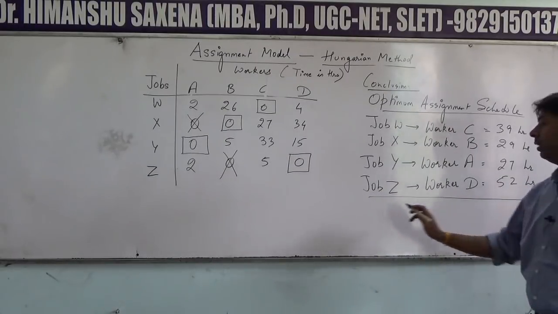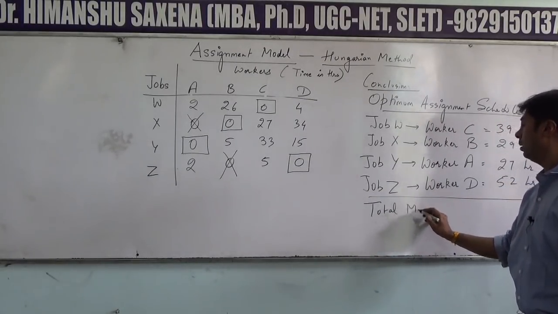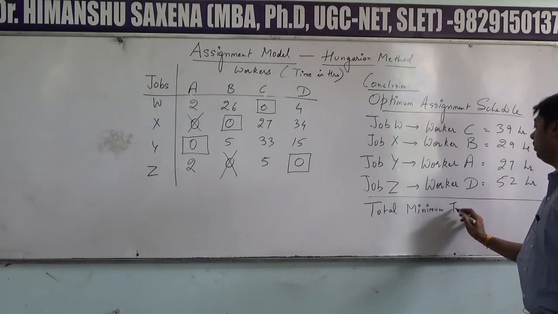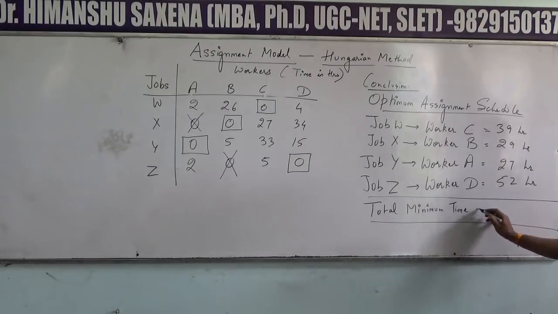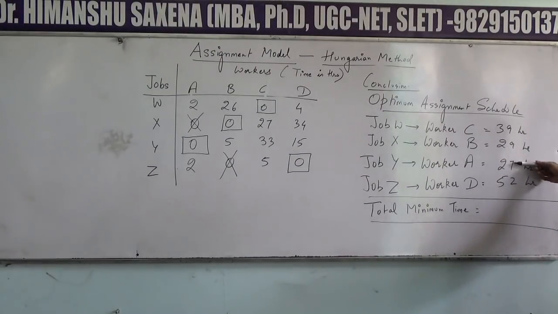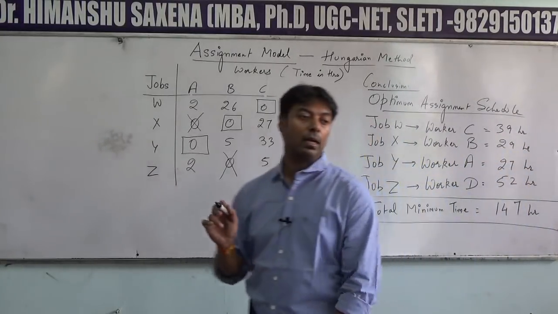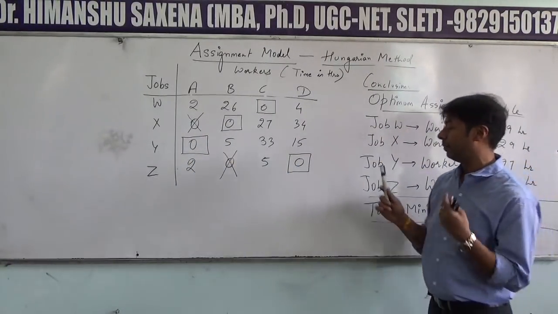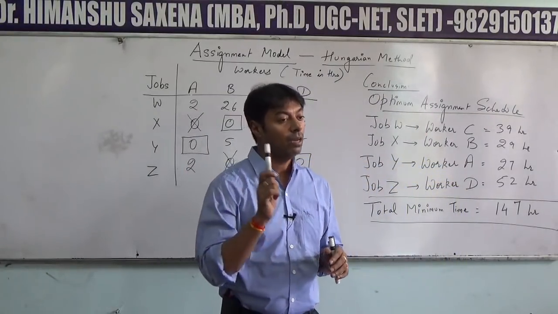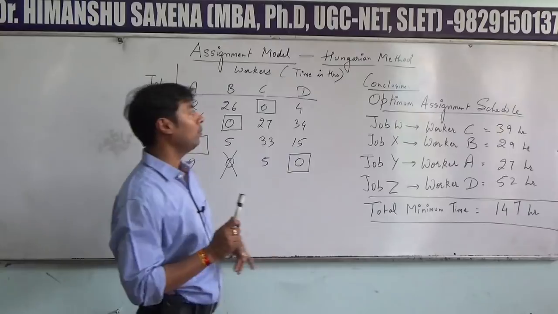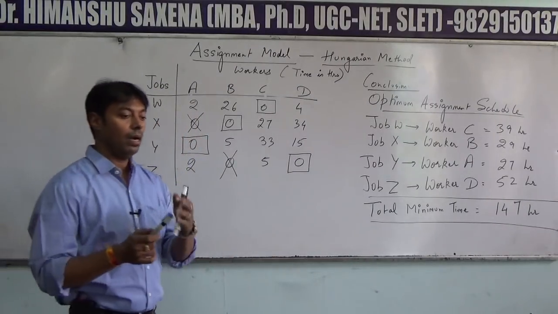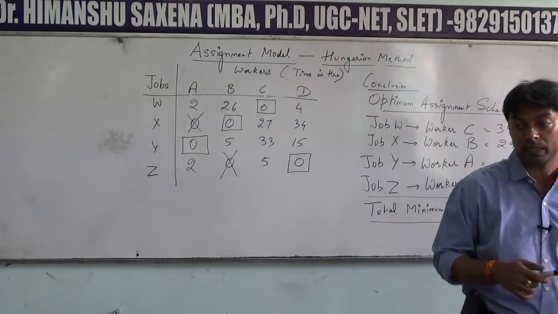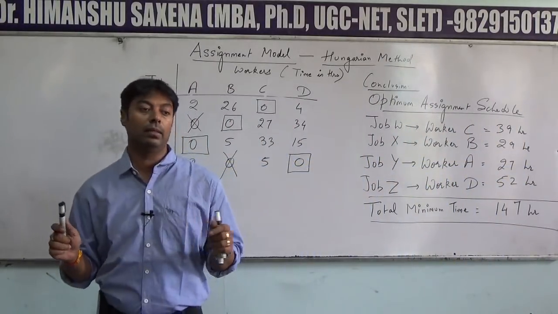Now we have to total it up to get the total minimum time of accomplishment of all these jobs. That will come out to be 147 hours. So this is the total time to perform all these jobs, the total minimum time to accomplish all these jobs by the respective workers. So we are through with this assignment model, which is based on the Hungarian method, and all these steps form an indispensable part of the Hungarian method. Right? Okay.